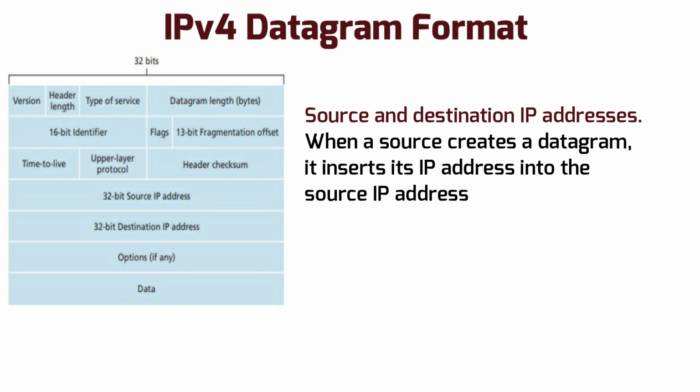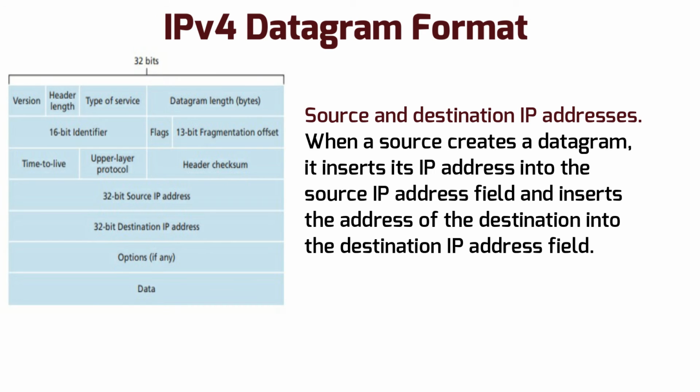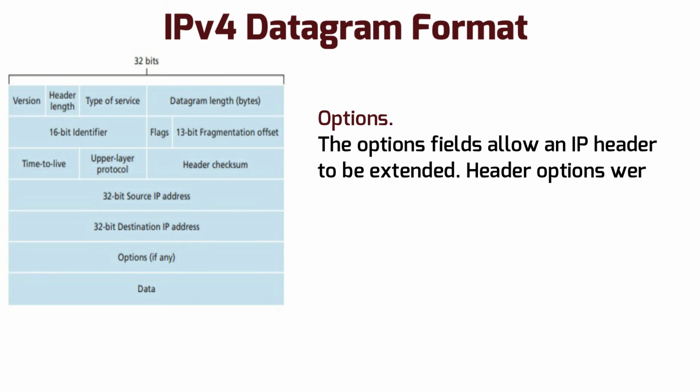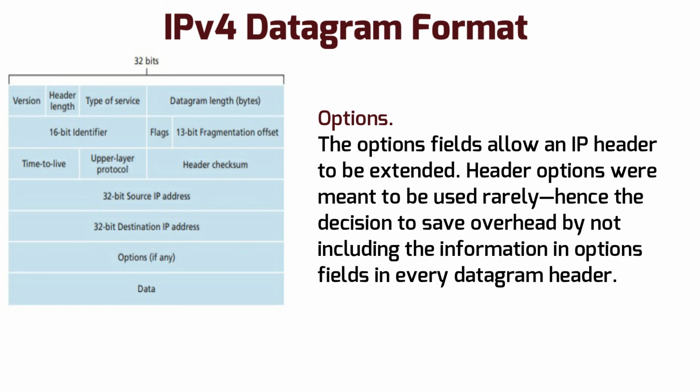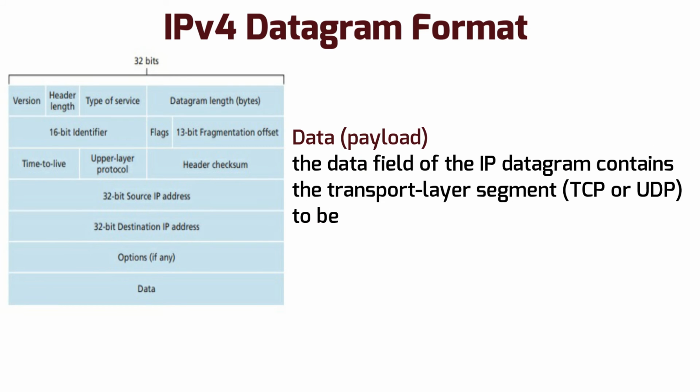Next are the source and destination IP addresses. When a source creates a datagram, it inserts its IP address into the source IP address field and inserts the address of the destination into the destination IP address field. Next field, options. The options field allows an IP header to be extended. Header options were meant to be used rarely, hence the decision to save overhead by not including the information in the options field in every datagram header. And the last one is the data or payload field. The data field of the IP datagram contains the transport layer segment, that is TCP or UDP, to be delivered to the destination.